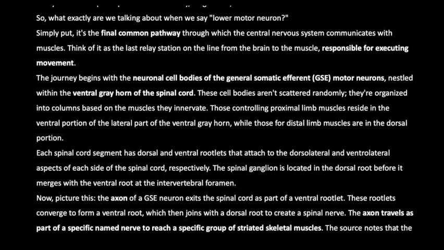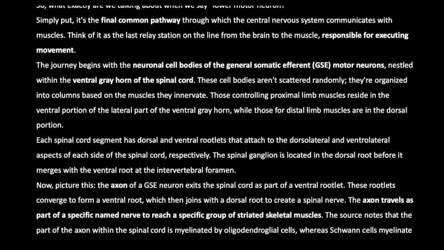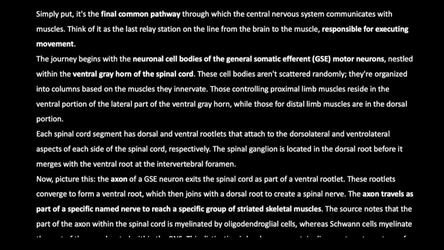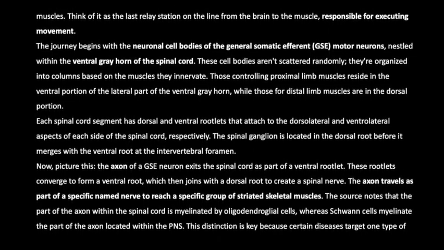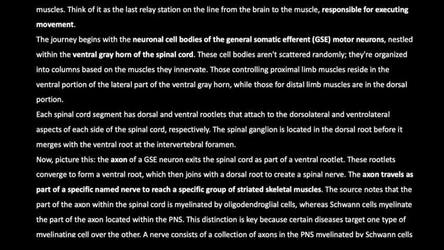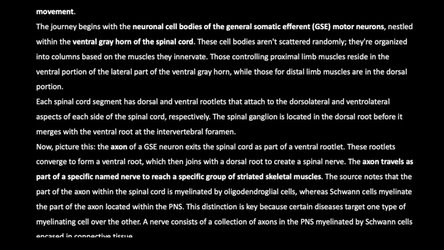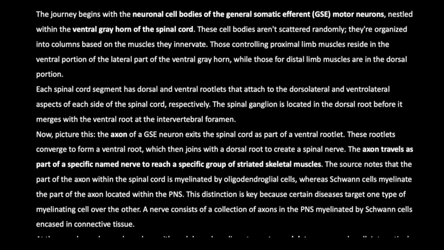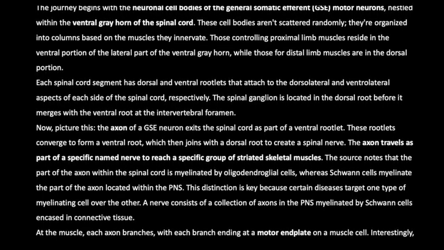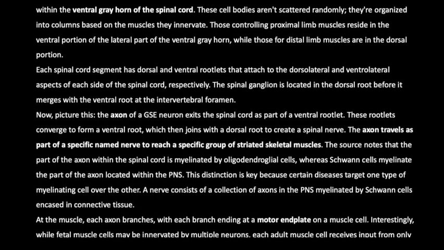These cell bodies aren't scattered randomly. They're organized into columns based on the muscles they innervate. Those controlling proximal limb muscles reside in the ventral portion of the lateral part of the ventral gray horn, while those for distal limb muscles are in the dorsal portion. Each spinal cord segment has dorsal and ventral rootlets that attach to the dorsolateral and ventrolateral aspects of each side of the spinal cord, respectively. The spinal ganglion is located in the dorsal root before it merges with the ventral root at the intervertebral foramen.